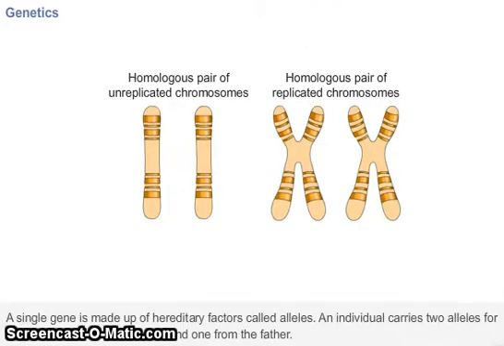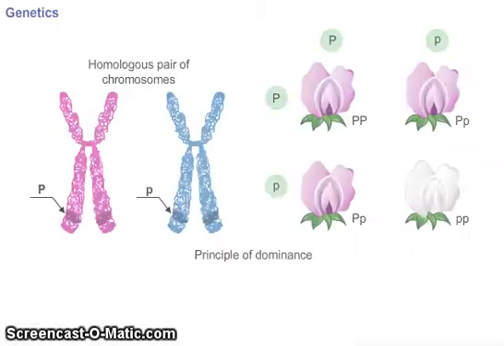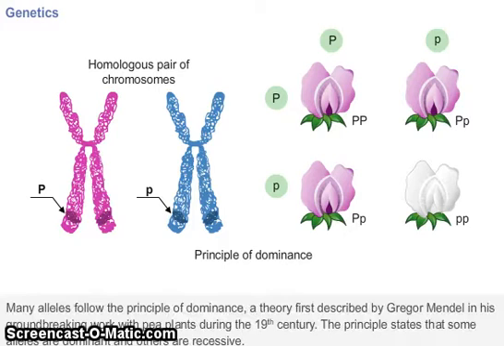A single gene is made up of hereditary factors called alleles. An individual carries 2 alleles for each trait, one from the mother and one from the father. Many alleles follow the principle of dominance, a theory first described by Gregor Mendel in his groundbreaking work with pea plants during the 19th century. The principle states that some alleles are dominant and others are recessive.